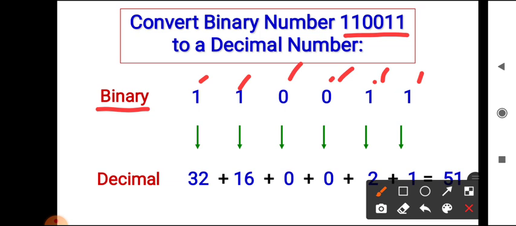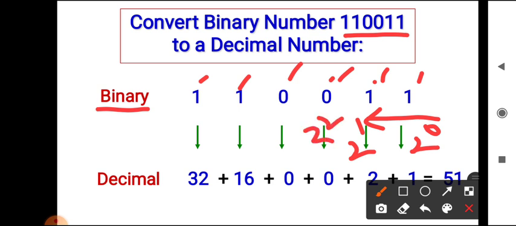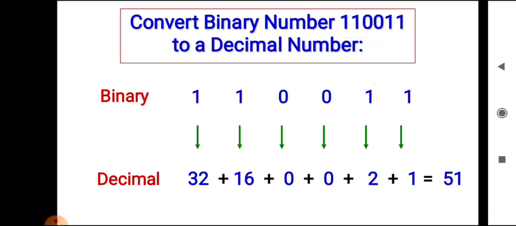Next we have to start from here. 1 means we have to write 2 power 0. What is the 2 power 0 value? 1. Next 2 power 1. 2 power 1 means 2 here. 2 power 2 means 4, but here we have 0, so 4 into 0 means 0. Next again 0 into 2 power 3, it will be 0. 2 power 4, 1 into 2 power 4, that is 16. 1 into 2 power 5, that is 32. So we have to do this type of solution.